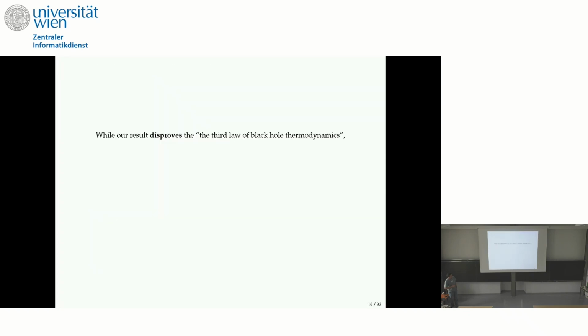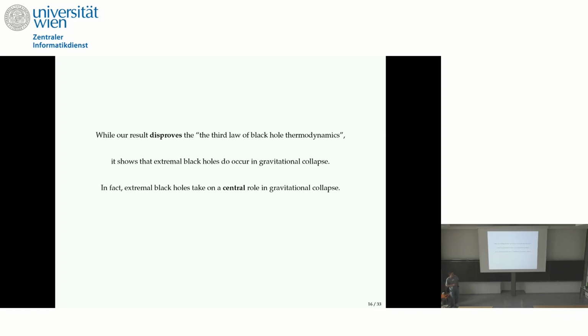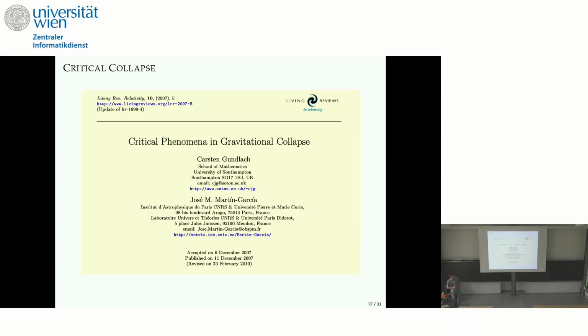But in fact, this is all I wanted to say about the proof, because I wanted to explain something else, which I will come to now. While this result disproves the third law, it actually shows that extremal black holes do occur in gravitational collapse, and one should certainly study their existence. And I want to convince you that they take a very central role in gravitational collapse. To do this, I'd like to flash this overview paper of Carsten and Martin Garcia on critical phenomena in gravitational collapse. Critical phenomena means understanding the threshold between dispersive and black hole solutions.